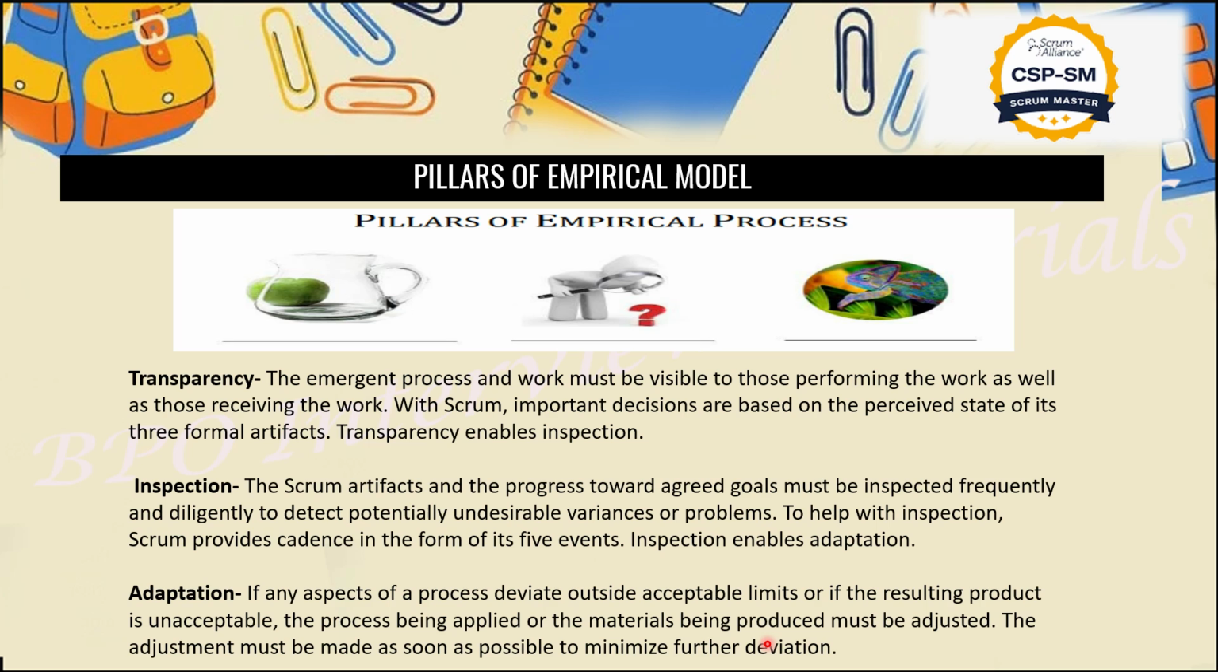What happens in the defined process? We got a project ABC, we followed the steps and we completed it. But here we are following a step-by-step approach, due to which we have transparency, we are doing regular inspection, and we are also adapting to the changes we have observed so that the end goal will be awesome. So these are the 3 pillars of the empirical model: transparency, inspection and adaptation.